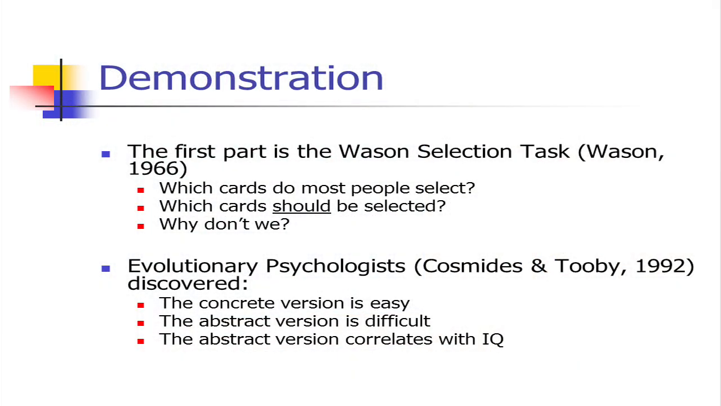So evolutionary psychologists discovered that the concrete version is very easy. So the concrete version is the one that was the alcohol, juice, 18, 27. The abstract version is very difficult, right? Very few people are able to solve the question correctly when it's phrased as just A, J, 18, and 27. That's much, much harder for people. The abstract version is also correlated with IQ. However, most people, even with high IQs, don't do very well on that question.